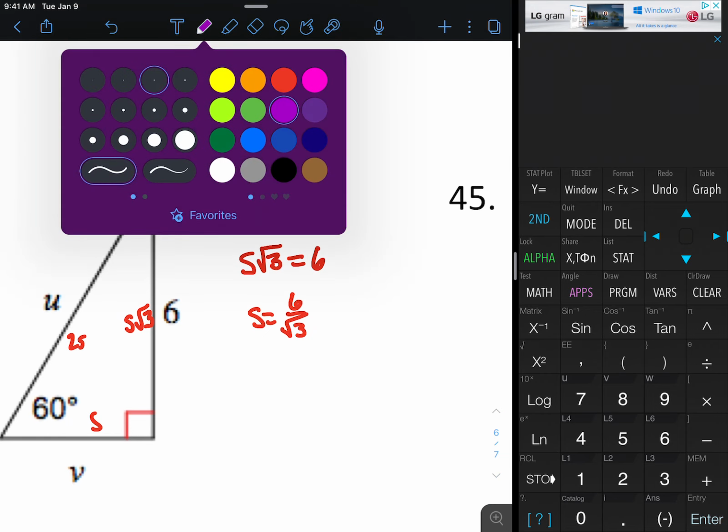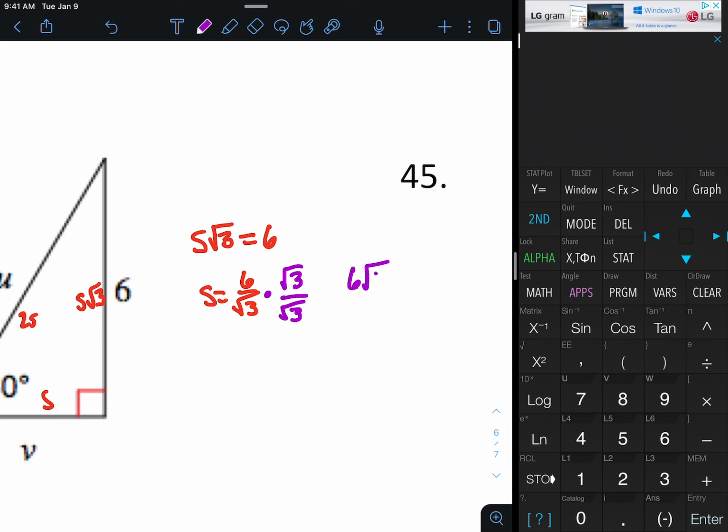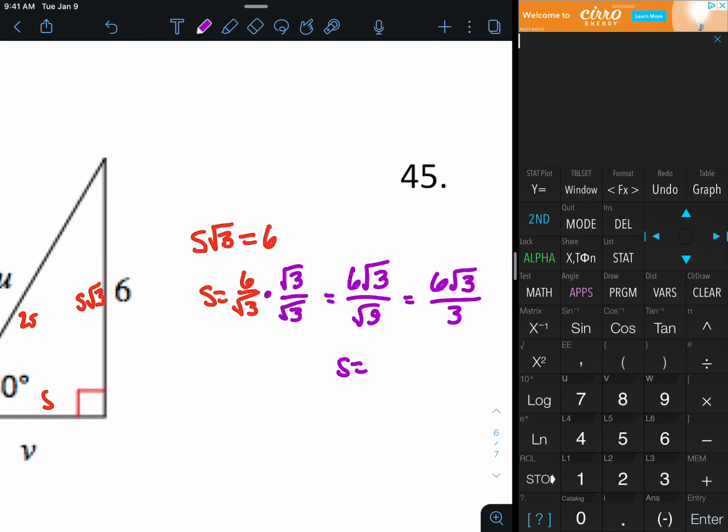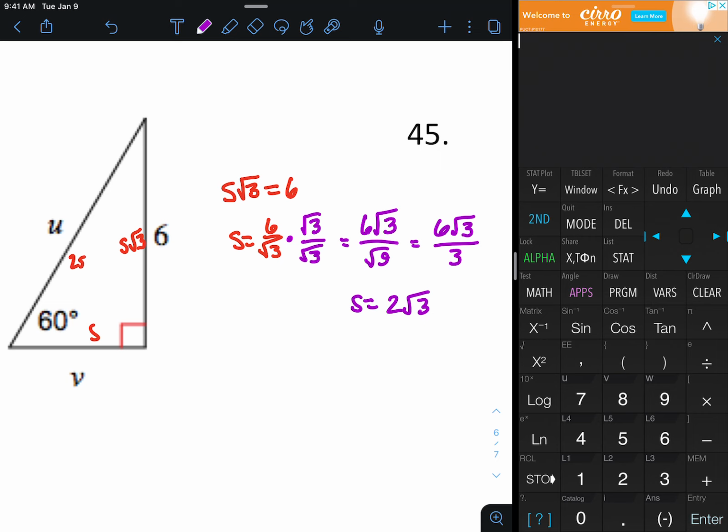All right, and then we have that process called rationalizing the denominator, where you have to get rid of the radical in the denominator. We do this by multiplying top and bottom by √3. And that's going to give me 6√3 over √9 when you multiply. And then √9 is going to be regular 3. And then the 6 and the 3 are going to reduce, and you're going to get s equals 2√3.